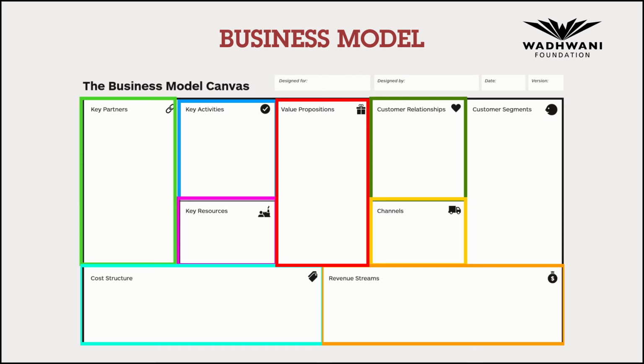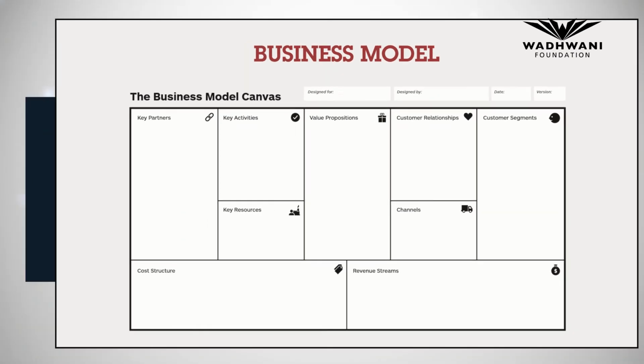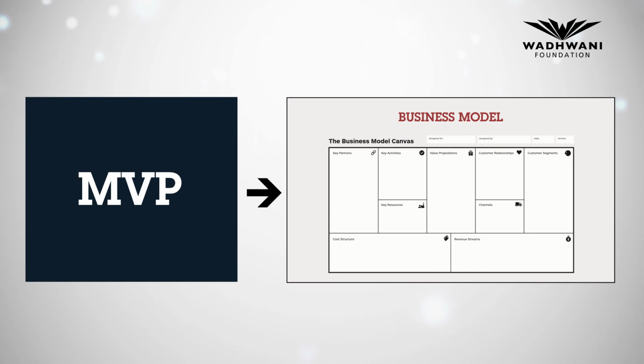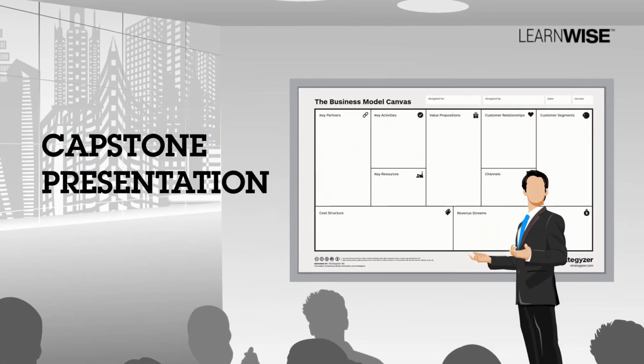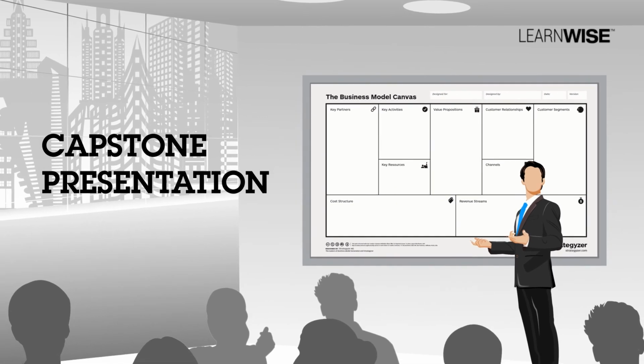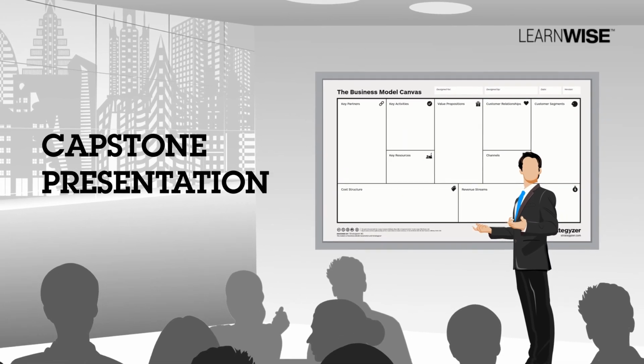In a nutshell, in this program, you take your business from just being an MVP to having a complete business model around it. By the time you reach Lesson 7, your business model is almost final. As the final step, you will present your business model as your final capstone presentation in class. And with that, you will complete the intermediate program in entrepreneurship.